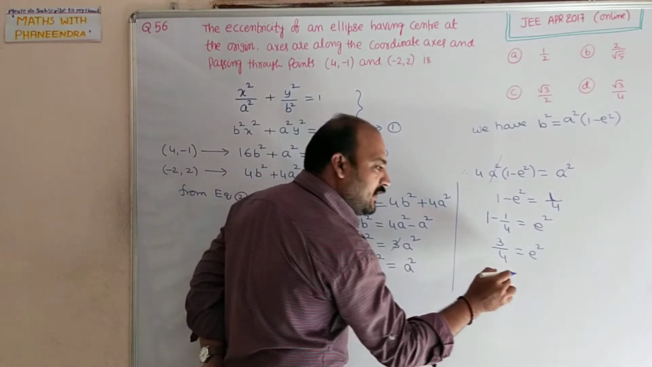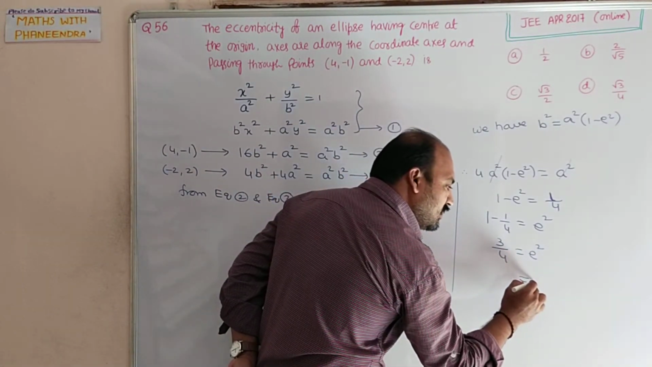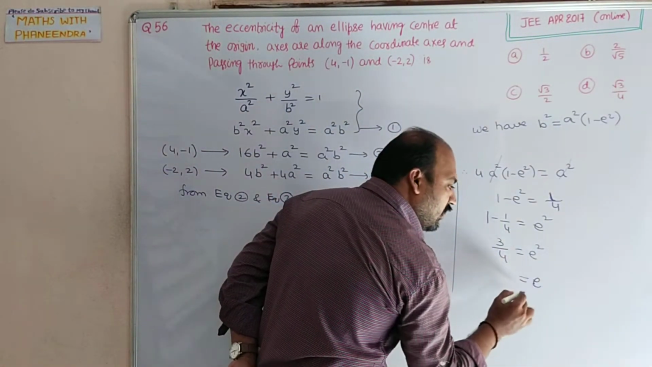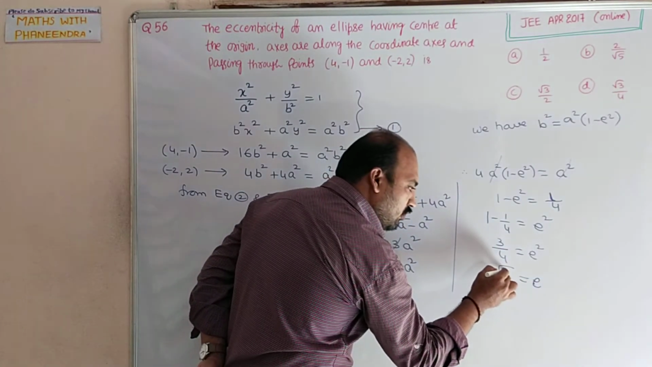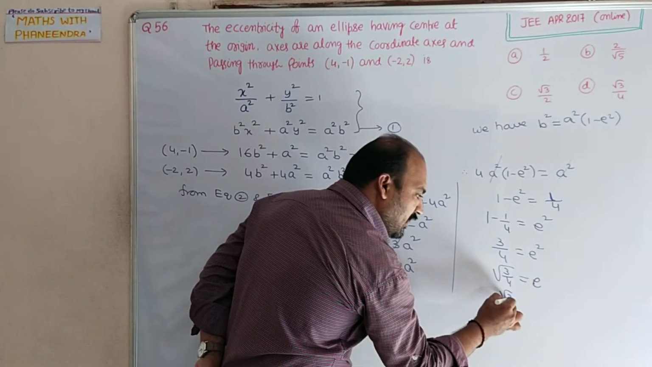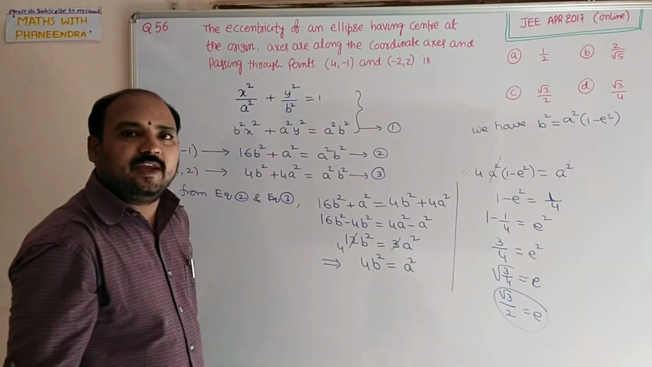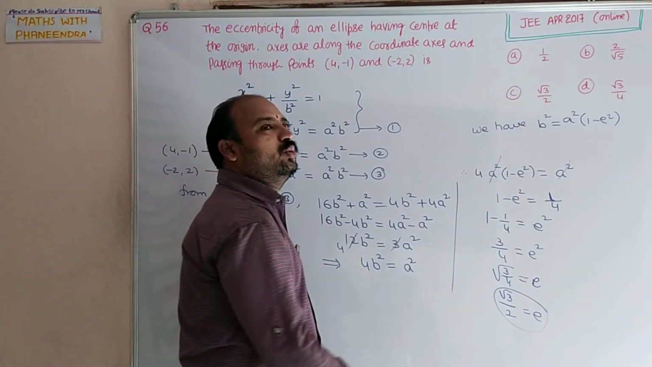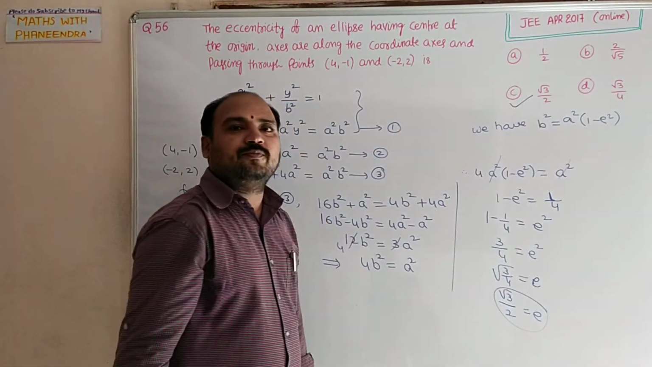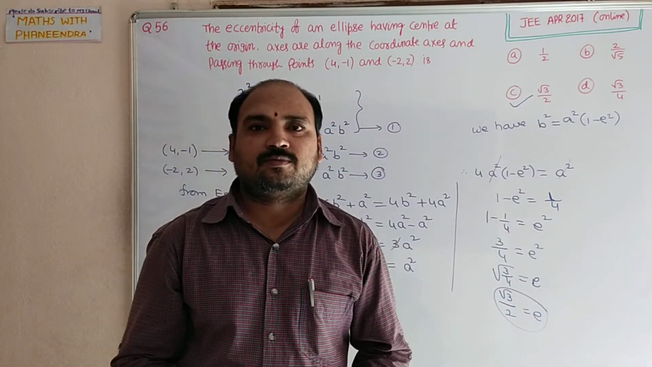If you want to get e, take the square root on both sides. Root e square means e, root 3 by 4. So root 3 divided by root 4, which is 2. So the eccentricity of the ellipse e is equal to root 3 by 2, which is there in the third option. We will move to the next question.